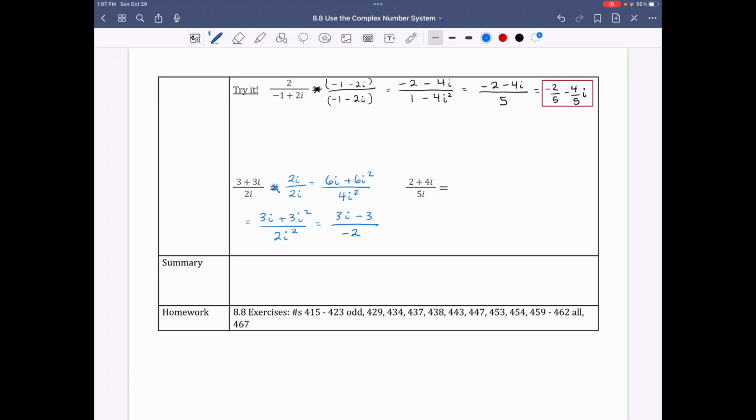Now I'm going to write that in standard form. So the i comes last, so it would be negative 3 over negative 2, which is just 3 over 2. And then we would have minus 3i over 2. And then the i goes next to the fraction like so, instead of in the numerator. All right, go ahead and try the next problem, and then we'll write our summary as a class.